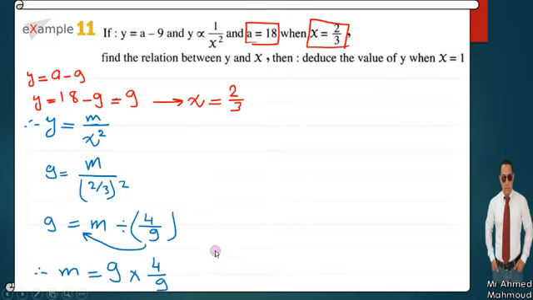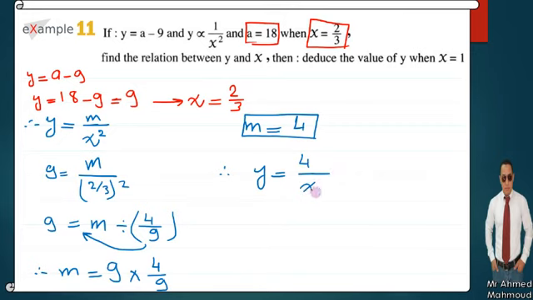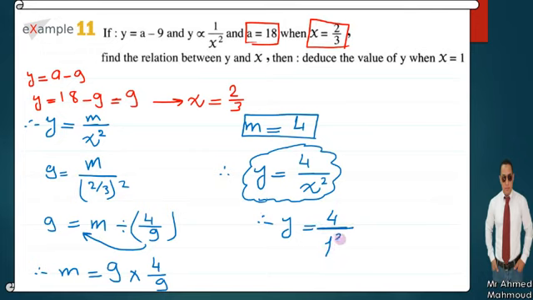M equals 9 times 4 over 9. Therefore m equals 4. This is the value of m. Therefore y equals 4 over x to the power of 2. This is the relation between x and y. At x equal 1, y equals 4 over 1 to the power of 2, which equals 4.